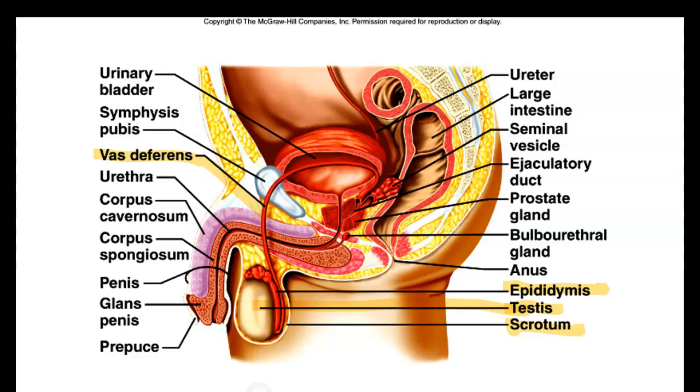Now, the vas deferens will be found in what's called the spermatic cord, and that spermatic cord not only holds the vas deferens, but it's also going to contain things such as nerves, blood vessels, and even lymph vessels.